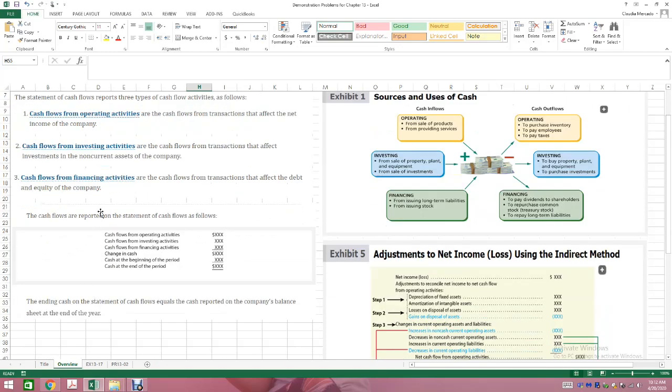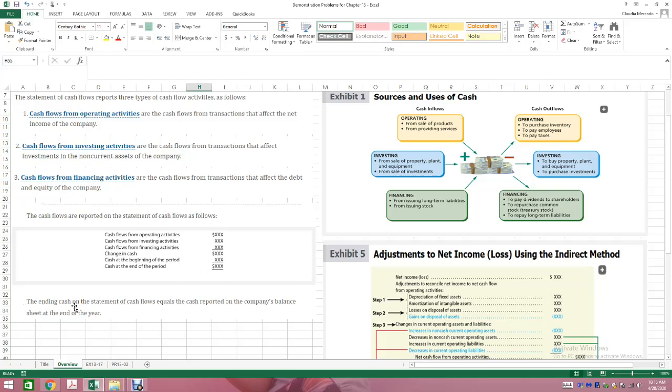So, the cash flows are reported on the statement of cash flows as follows. We always start off with operating activities, then we go to investing activities, then we go to financing activities. We have the detail of all those three sections. Then we figure out the change in cash, based on those three sections: did our cash go up or did it go down? Then we look at how much cash we started off with, our beginning cash, and then we figure out the cash that we ended up with. And everything needs to balance, and we'll see one in a minute.